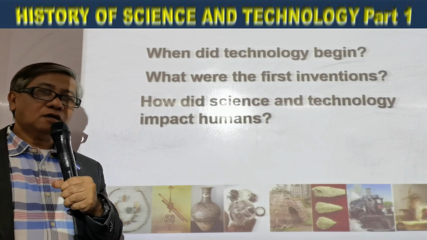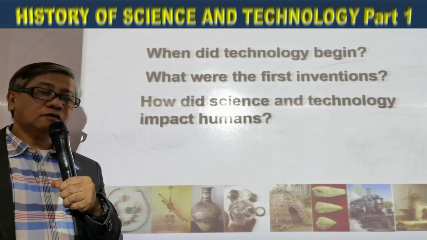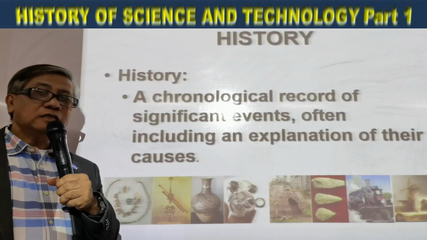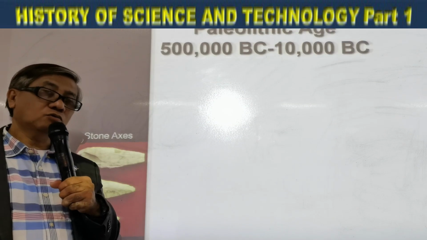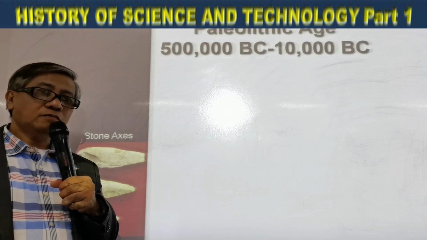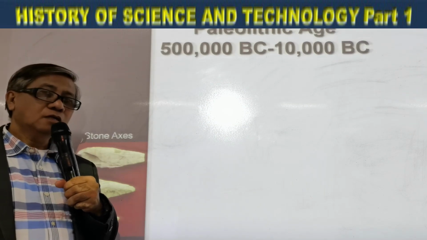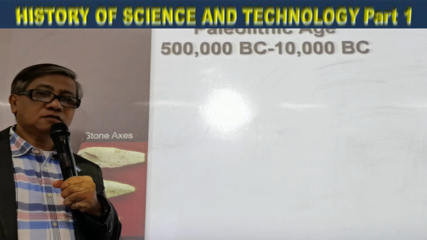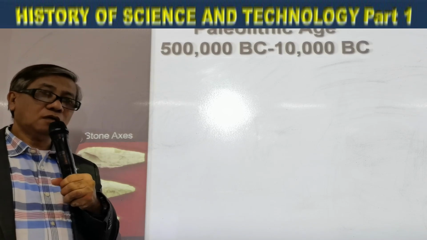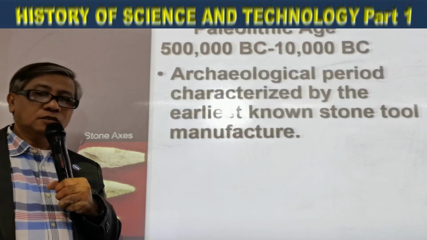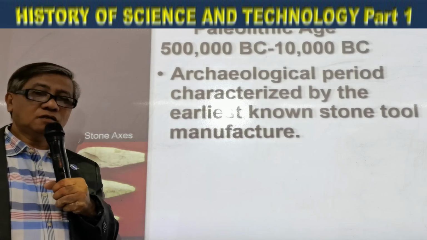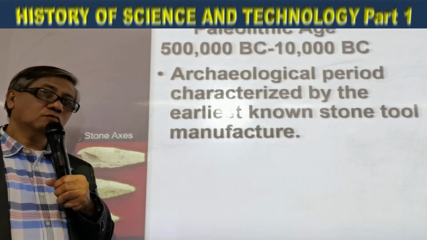So we will start our tracing of the historical foundations of science and technology during the Paleolithic Age, or what we call the Old Stone Age. That's between 500,000 BC up to 10,000 BC. Alright, so how do we characterize the Paleolithic Age or the Old Stone Age? So this archaeological period is characterized by the earliest known stone tools.